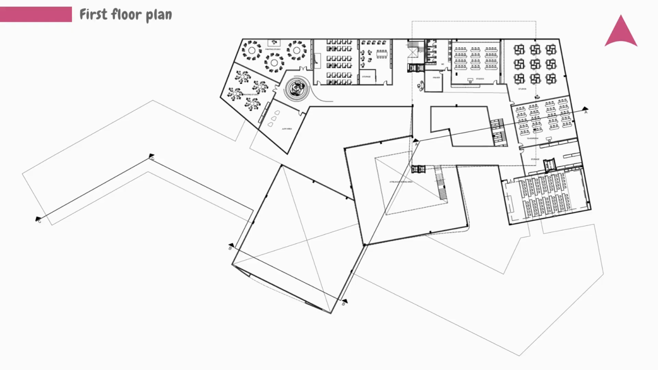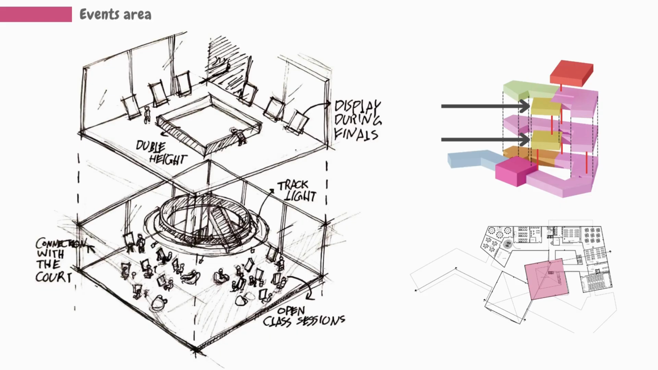Moving on to the first floor, there is an event area which can be used for many activities. It could be used for open classes where all students can participate and watch, which creates engagement and sharing of ideas. It can also be used for showcasing artworks, which also evokes engagement in the academy.